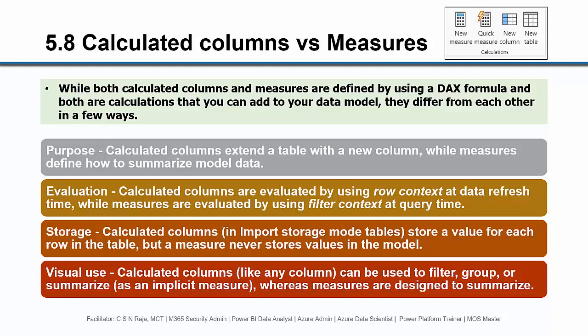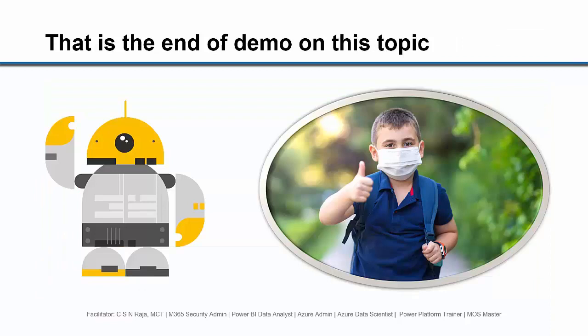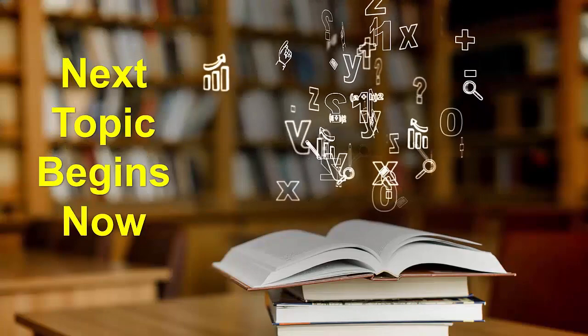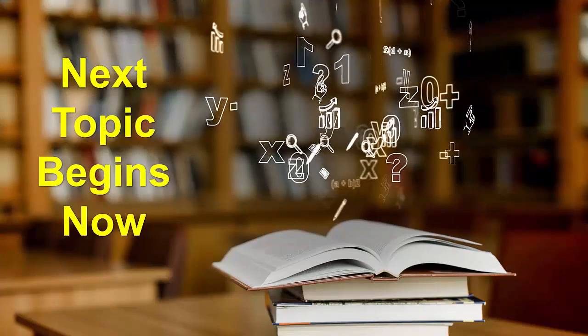In terms of storage, calculated columns in import storage mode tables store a value for each row in the table, but a measure never stores values in the model. In terms of using a visual, calculated columns, like any column, can be used to filter, group, or summarize as an implicit measure, whereas measures are designed to summarize the data. That is the end of a demo on this topic. We will be moving to the next topic in a few seconds.